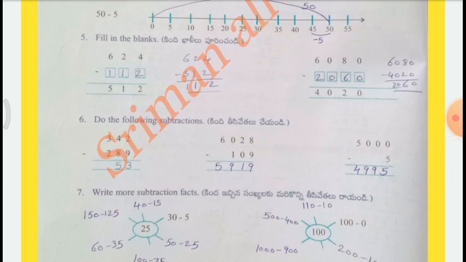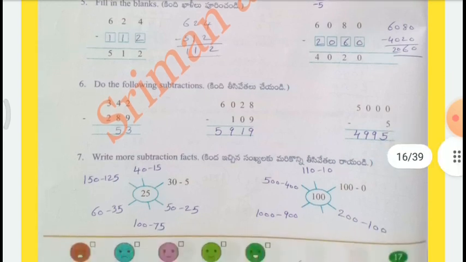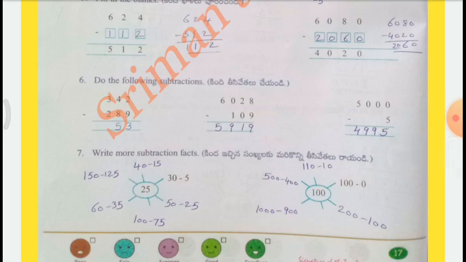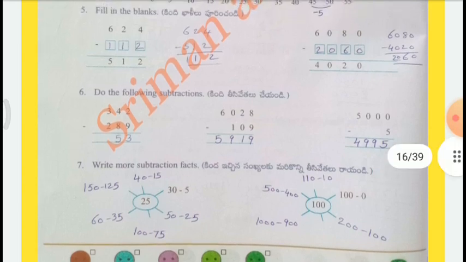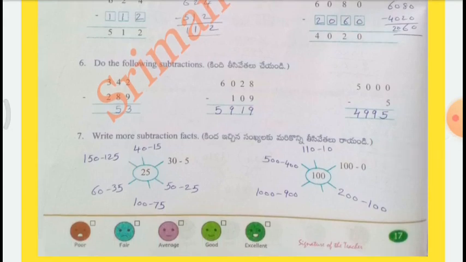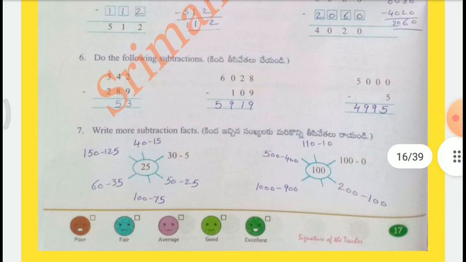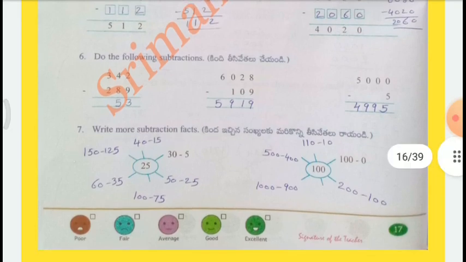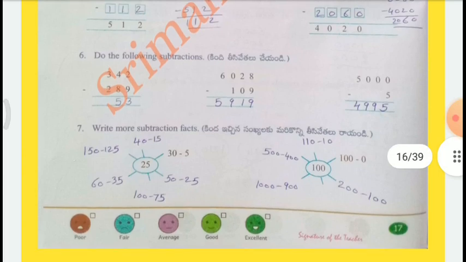Fill in the blanks. 6 to 4. Minus 112 is equal to 512. 6624 minus 512 is 6112. 6080 minus 2060, we get 4020. 342 minus 289, we get 53. 6028 minus 109, we get 5995.